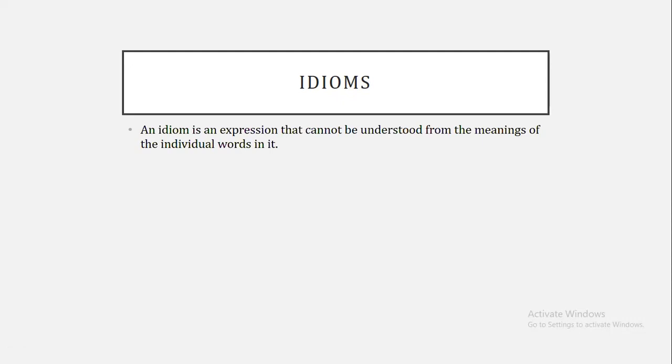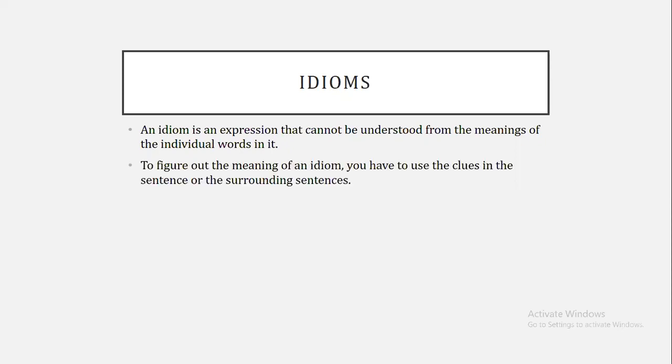An idiom is an expression that cannot be understood from the meanings of the individual words in it. Okay. What does this mean? When we want to figure out the meaning of an idiom, we use clues in the sentence or surrounding sentences. Okay, so almost like context clues. So it has a completely different meaning than what is literally written.